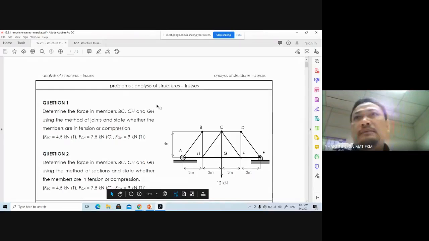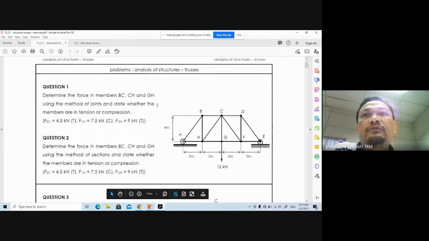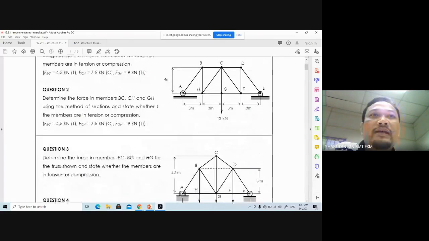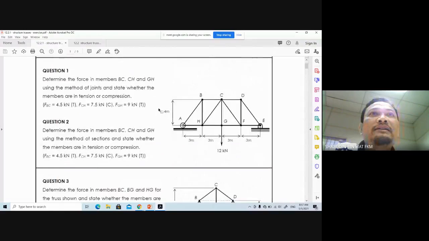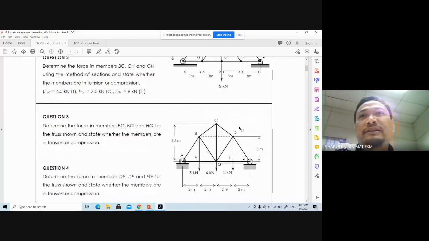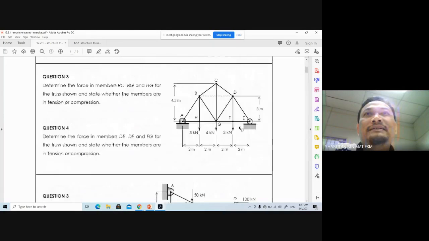So you have many sets of questions for you to try at home. You have many forces to try at home here. Determine the forces in member BC. Okay. BC. CH and HG. So question 3.